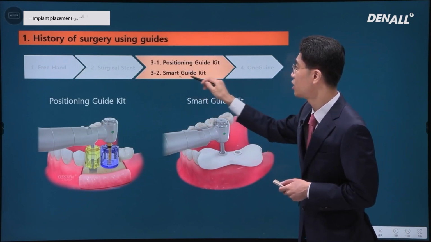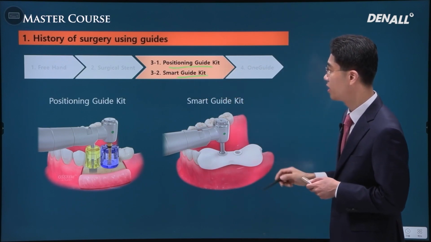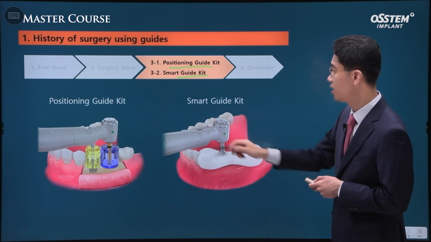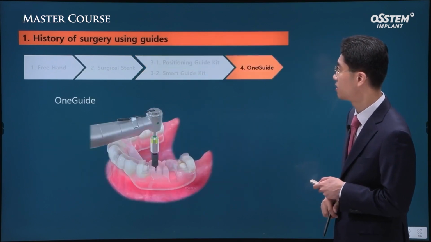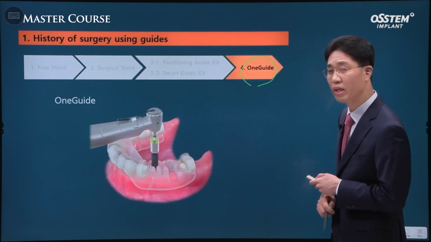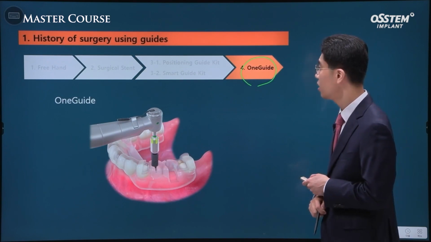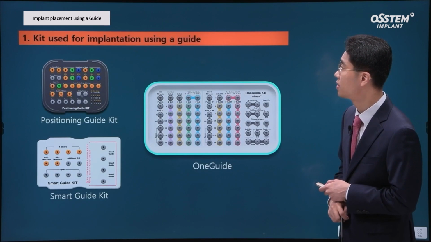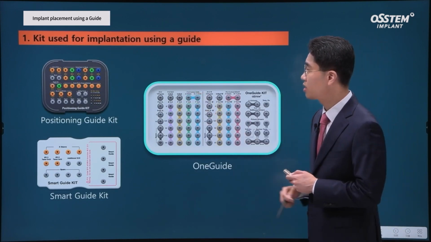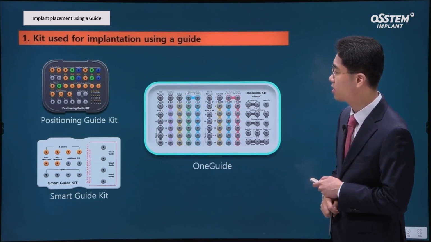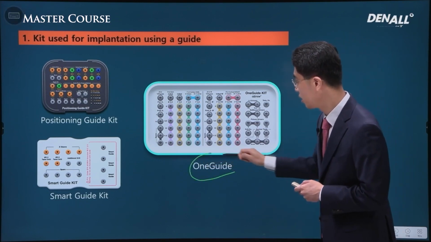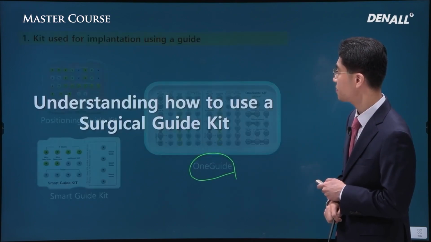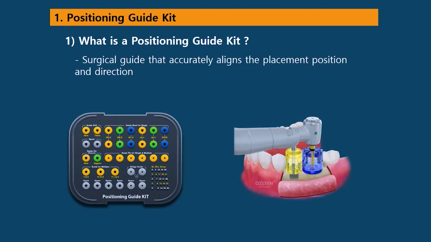This is positioning guide kit and smart guide kit. Let's take a look at them briefly. On the left is Positioning Guide Kit, and on the right is Smart Guide Kit. This is one guide system which uses digital dentistry, which is very popular these days. On the top left, this is an image of Positioning Guide Kit, and the image below is Smart Guide Kit. And on the right is One Guide Kit. Let's take a closer look at each guide kit.